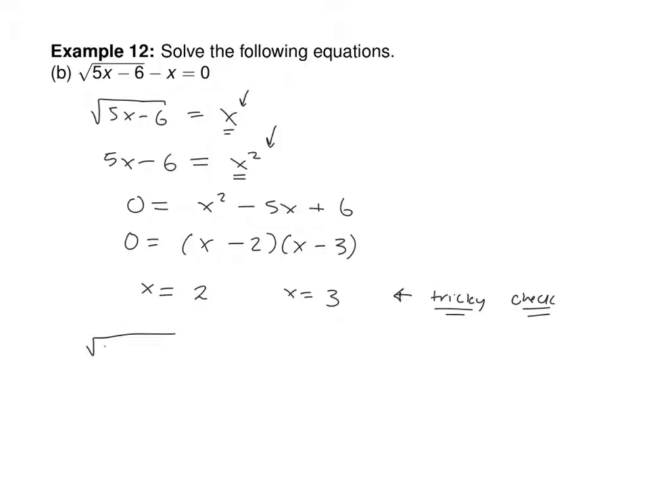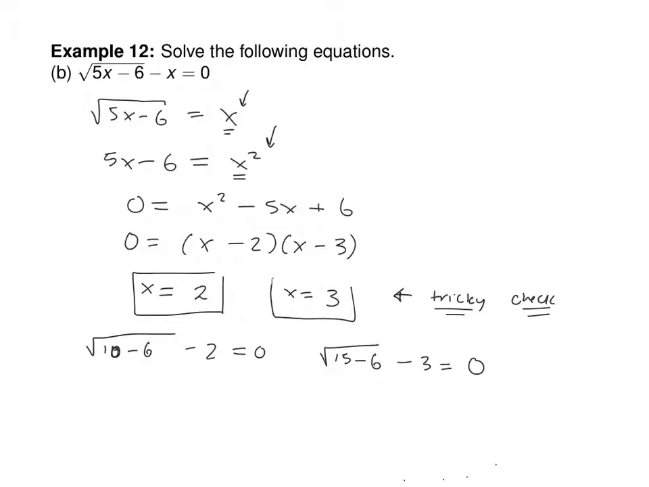So you get root 10 minus 6 minus 2 equals 0. Does that work out? Yep, so that one works. You get root 15 minus 6 minus 3 equals 0. Does that one work? Yeah, okay, so they do both work, but that's not always the case.